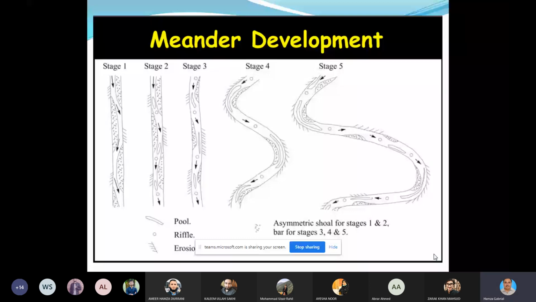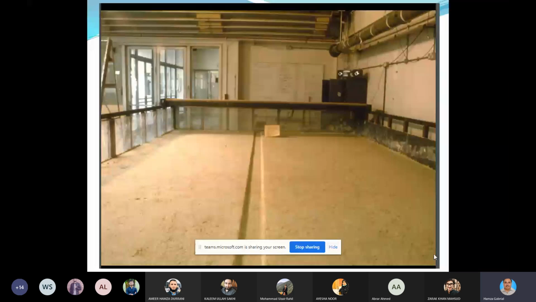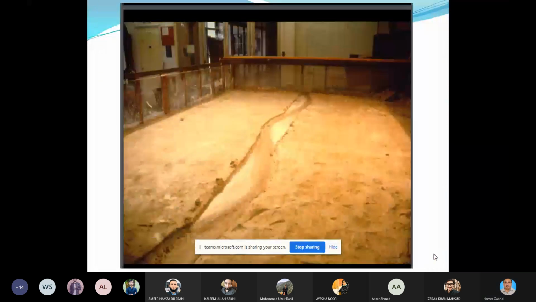So all this process has also been simulated at lab scale. In an area where the sand was spread on the floor and a channel was formed within the sand bed, different discharges were allowed to flow in this channel. So what was observed is how these bends are formed.